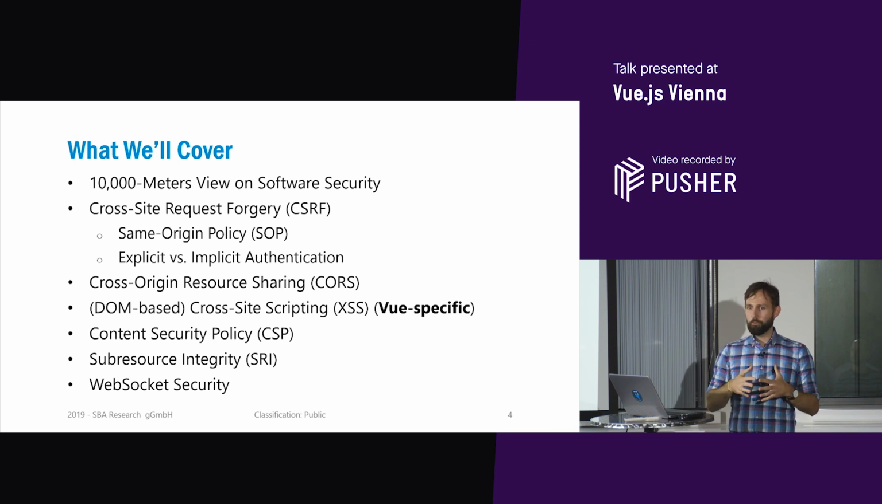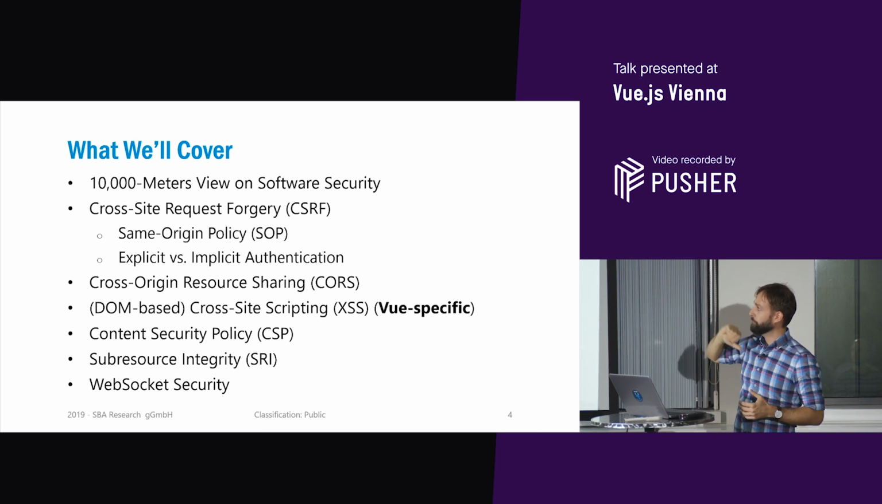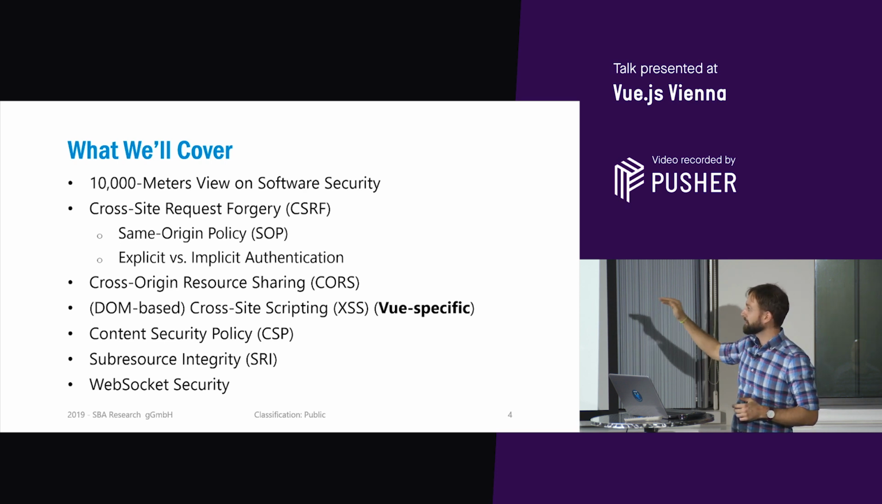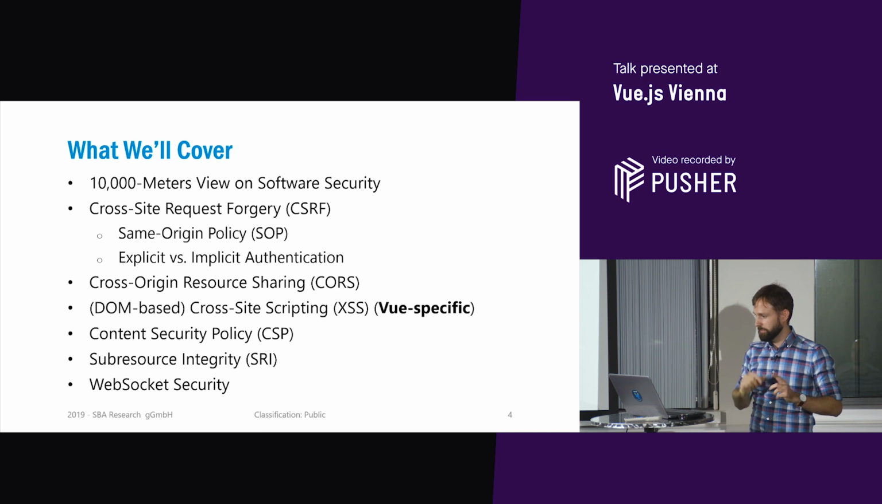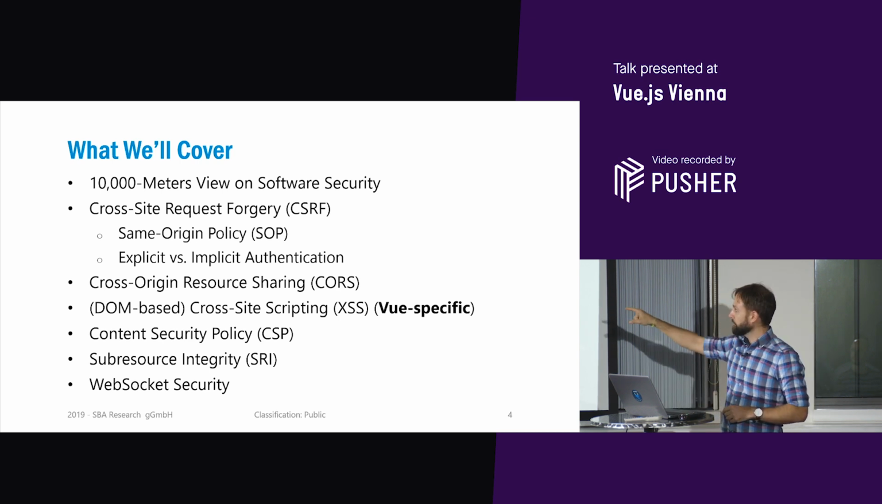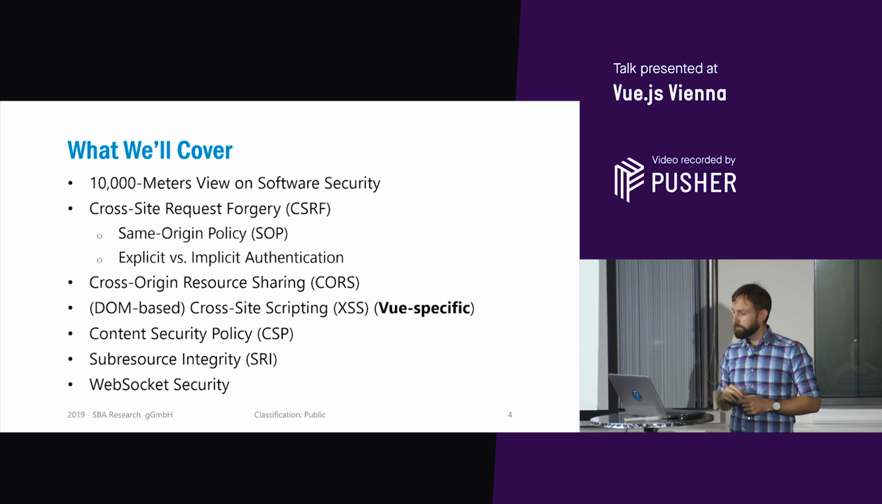A specific attack or vulnerability called cross-site request forgery, and in order to understand what's going on there, we're going to clarify two very important terms for front-end development, which are the same origin policy, and explicit versus implicit authentication. You're going to see what that is. Then we're going to talk about CORS, cross-origin resource sharing. That's quite a difficult topic to wrap one's head around. At least it was hard for me to understand.